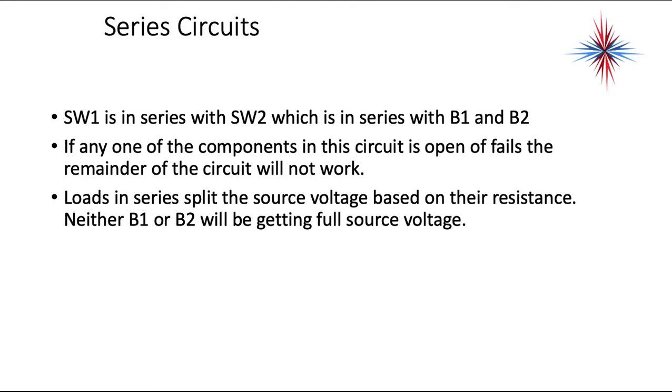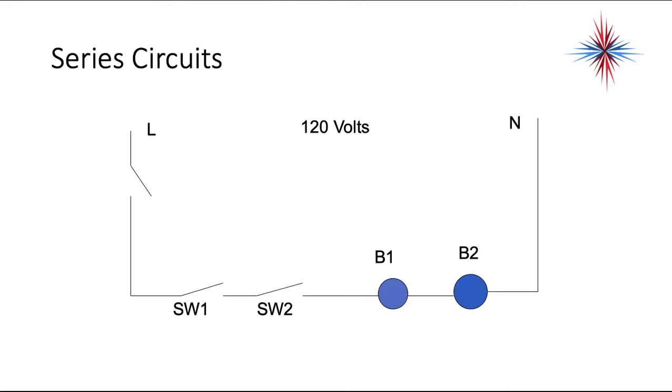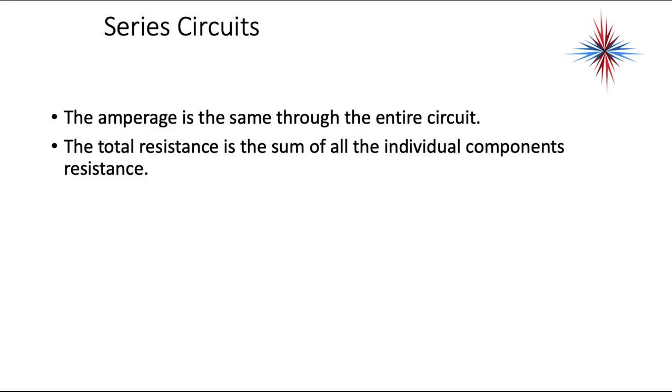Neither B1 nor B2 in the prior example will be getting full source voltage. So going back again, if either switch 1 or switch 2 is open, there's no path for electricity to flow. If B1 or B2 fails, there's no path for electricity to flow. And B1 and B2 are going to split that 120 volts. No load is going to get full source voltage. The amperage is the same through the entire circuit in a series circuit. The total resistance is the sum of all the individual components' resistance.